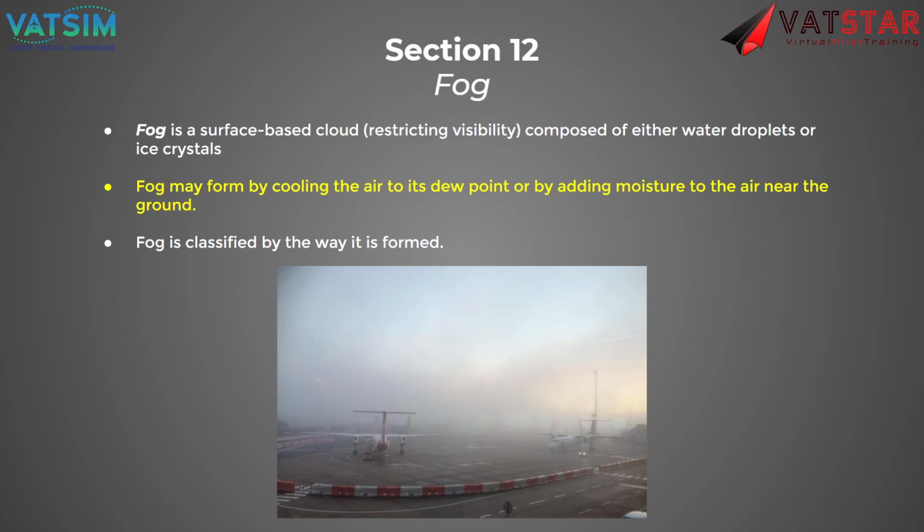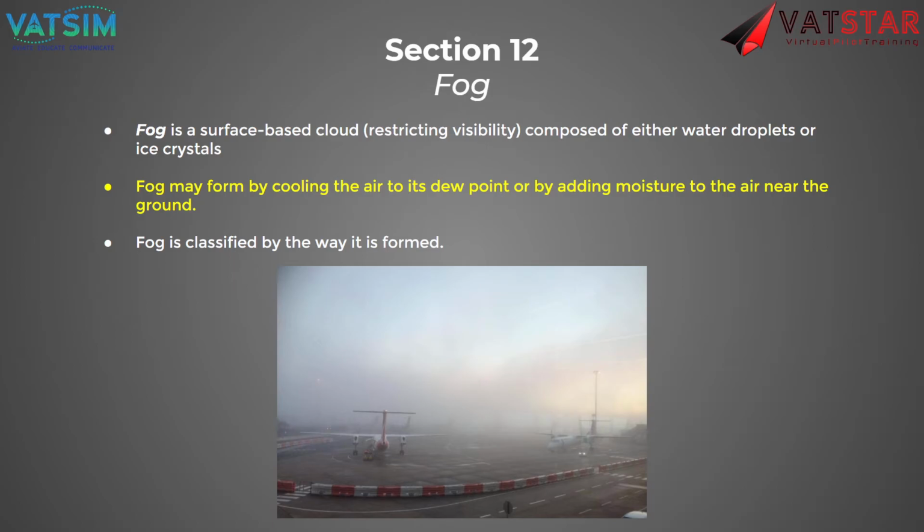So let's talk about fog. We talked about clouds. Fog is just clouds, but they're clouds which are formed on the surface. And fog is a surface-based cloud which restricts visibility, composed of either water droplets or ice crystals. If they're made up of ice crystals, don't go flying in them. Fog may form by cooling of the air to its dew point, so the temperature decreases so much that the air can't hold the water anymore and the fog condenses, or you add moisture to the air near the ground.